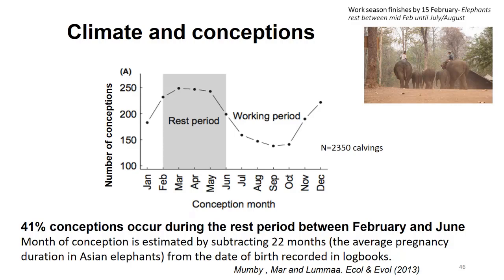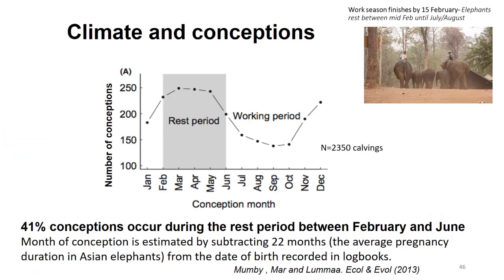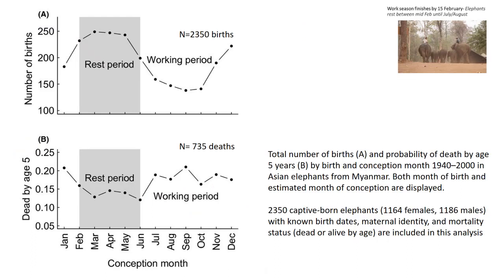So she noticed that a higher number of calves conceived in the summer period have a much lower death rate, but those conceived in the working period have a high death rate. So it means elephants should be given rest in summer months to have better survivability, and the calves have a better calving rate and survival rate if the elephants are given rest in summer. When the two calf groups are in the same panel, you can see more difference. Those conceived in the rest period had a lower death rate.